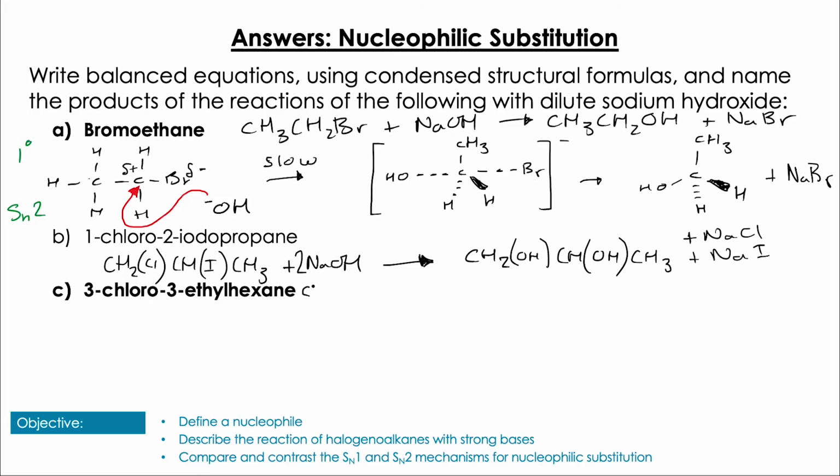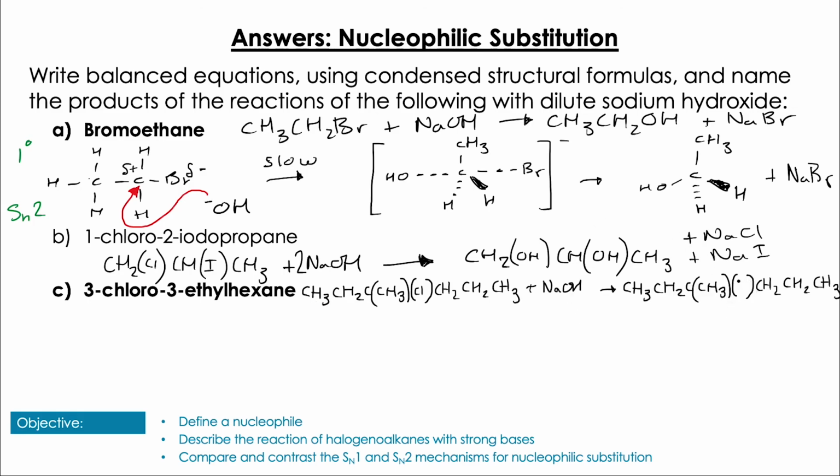With the last molecule, we've got a tertiary halogenoalkane, and we're just going to include the CH3 and the Cl on that 3rd carbon in our equation using our condensed structural formula. And basically, we're just going to use the exact same for our product, but we're just going to, where we have the Cl in the reactants, replace that with the OH. And of course, as always, we're going to produce our salt, which in this case is NaCl.